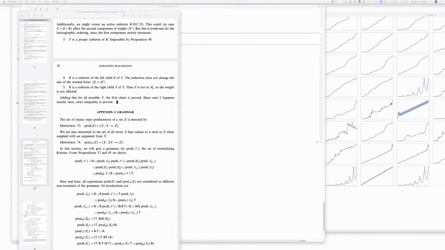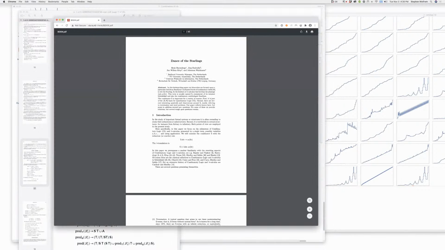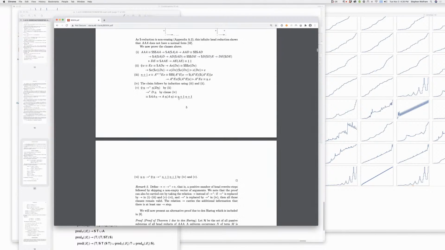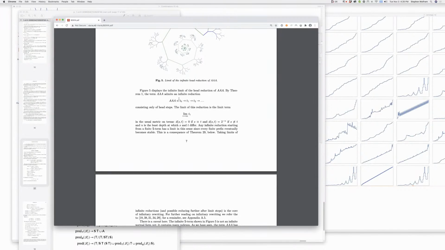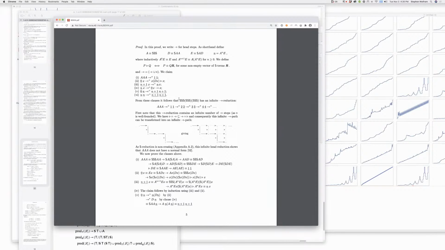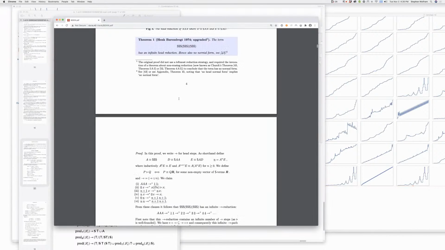Oh, for goodness sake. I thought there was a nice paper called Dance of the Starlings. And I thought that might be... turns out there's a Dance of the Starlings that has something to do with actual birds, as opposed to the S combinator. Okay, so let's see. My gosh. Claim by induction.